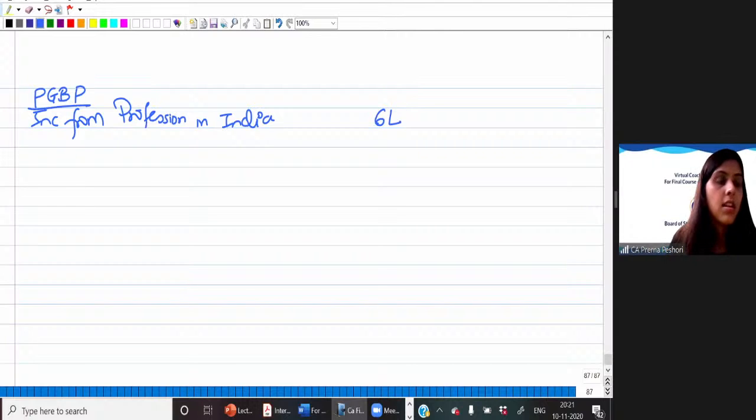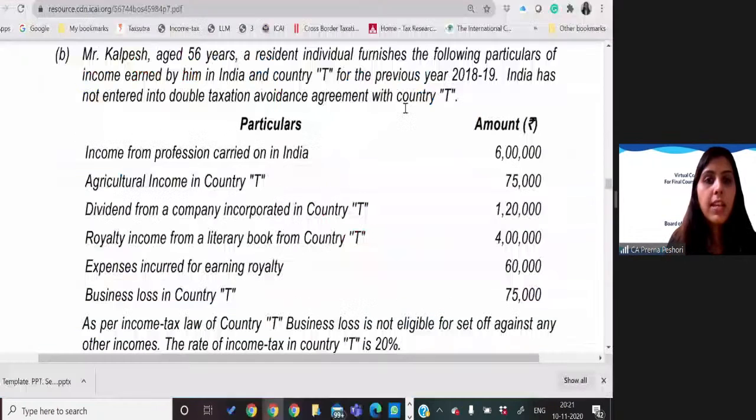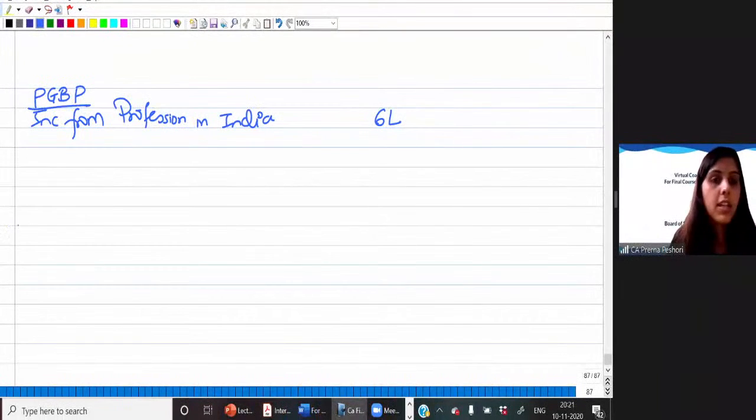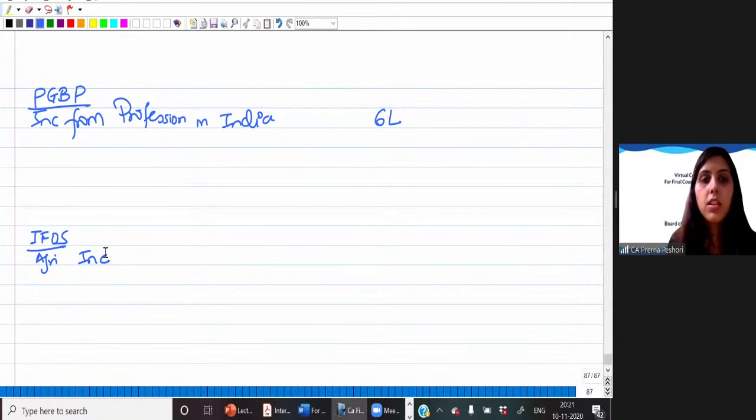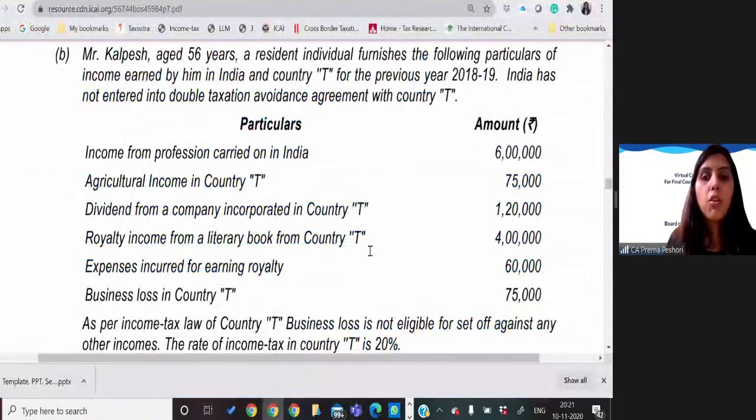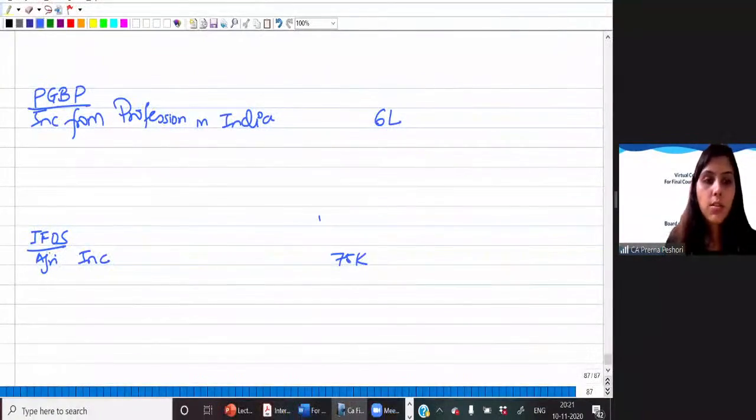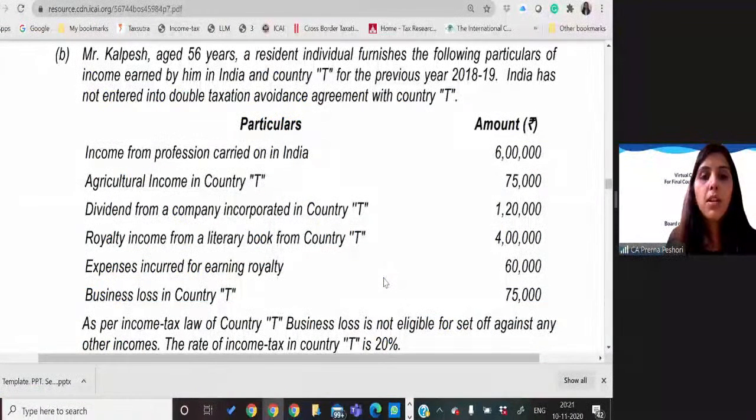Second. The next source of income they have given is agricultural income in country T. So again I am putting it in the IFOS. Agri income, how much they have given? 75,000. Then dividend income from a company incorporated in country T, 1,20,000. Right? Royalty income from a literary book from country T, 4 lakh.